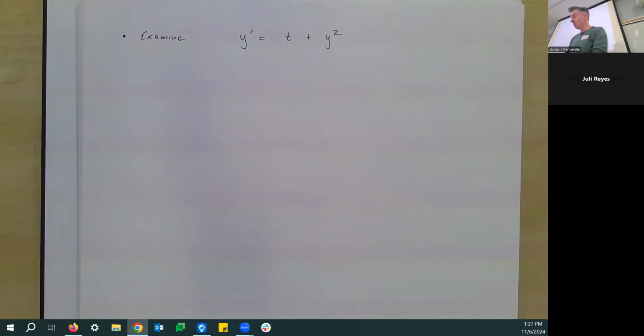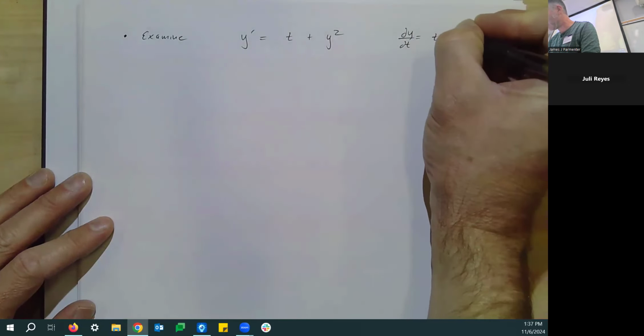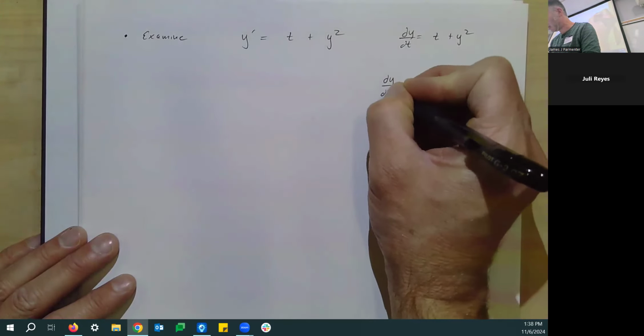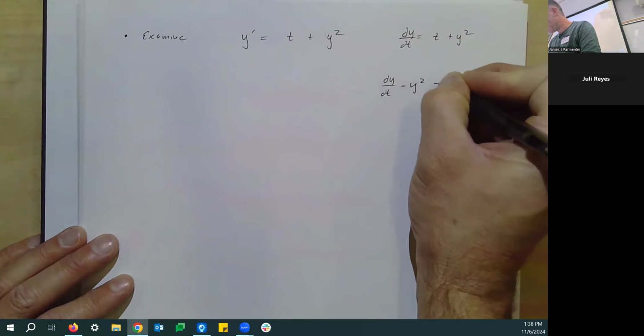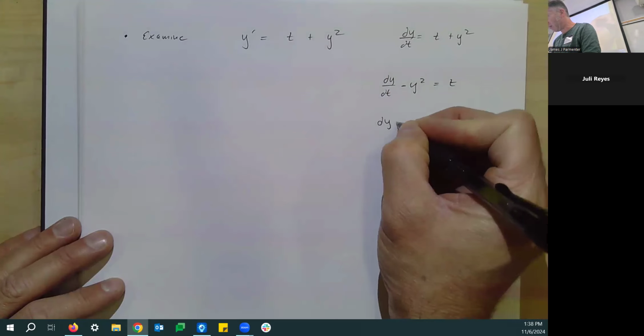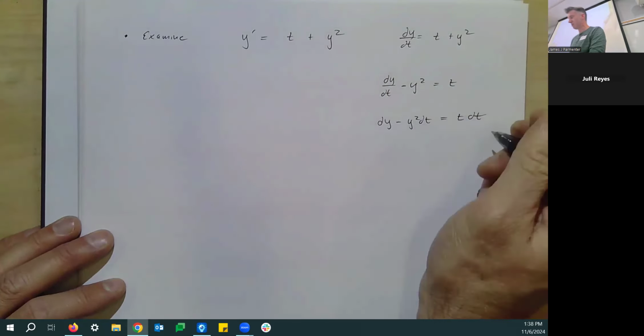There's nothing I can do if I rewrite this as dy dt equal to t plus y squared. There isn't any way I can get the y's on the left and the t's on the right. The only thing I can really do is subtract y squared, and if you do that, you still have a t on the left, so we have to multiply both sides by dt. But then you've got garbage: dy minus y squared dt. I feel bad even writing this down.